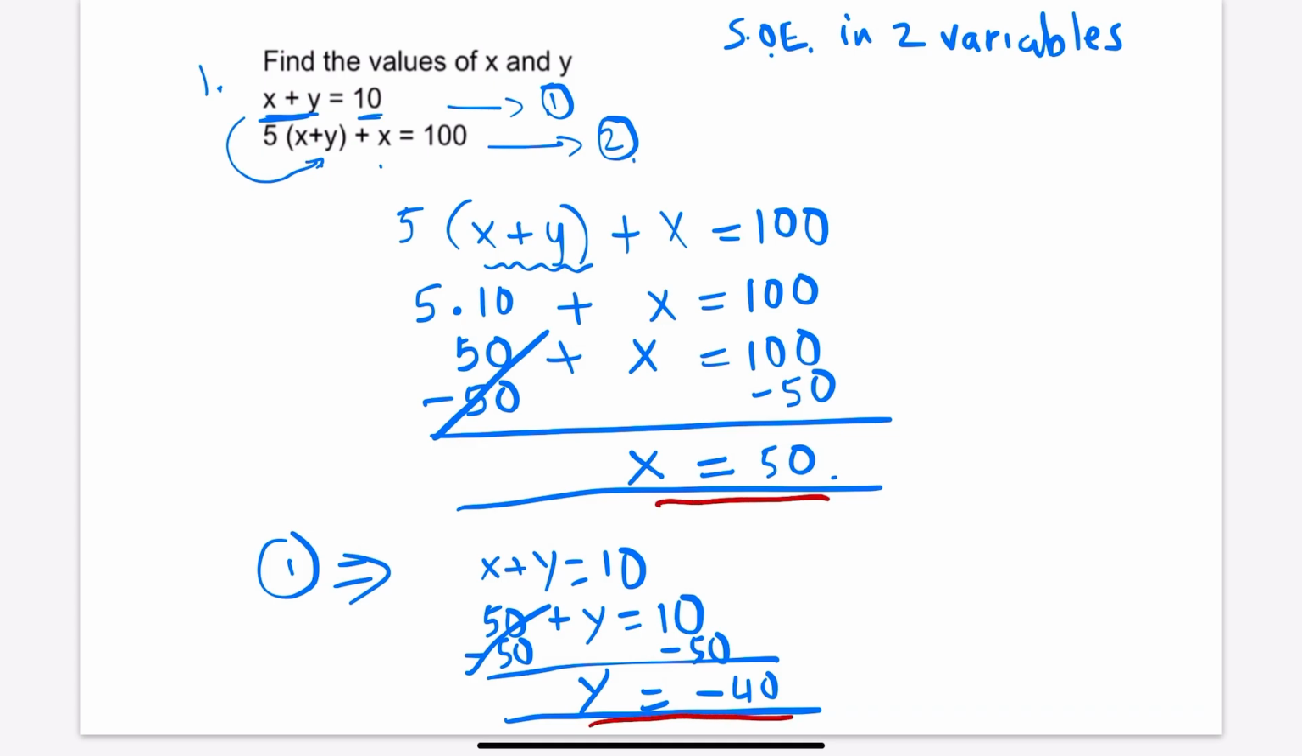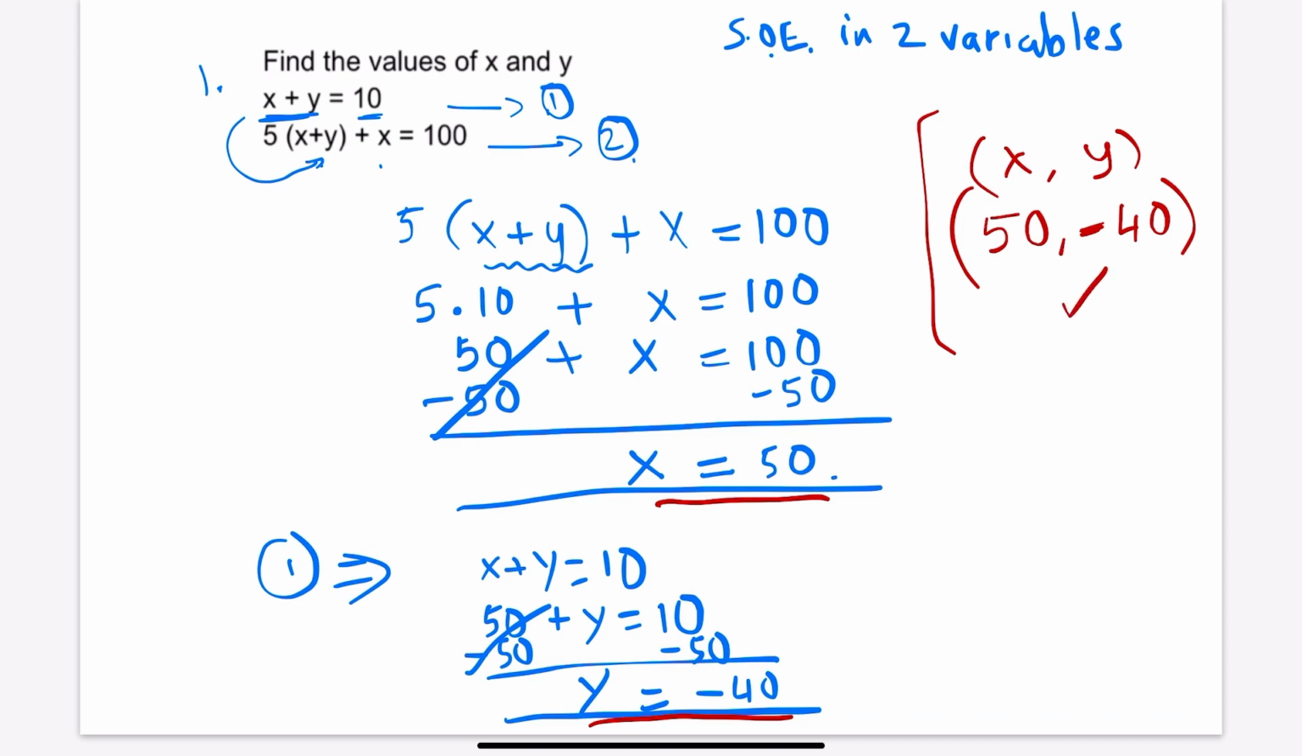Sometimes the answer choice in SAT may look somewhat similar to this: 50 comma negative 40. So they may have given the values as a coordinate pair in x comma y format. You still have to choose this. Though x is 50 and y is negative 40, the answer format is slightly different in SAT answer choices. In multiple choice questions, this is still a valid response.